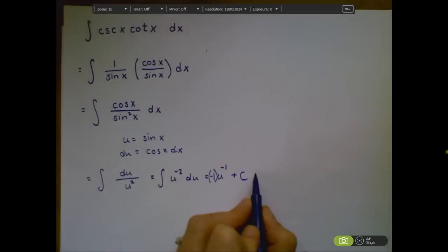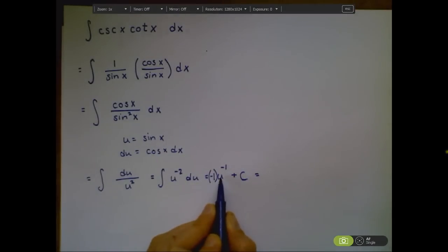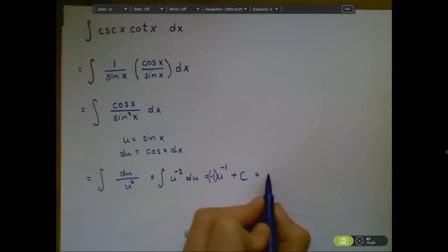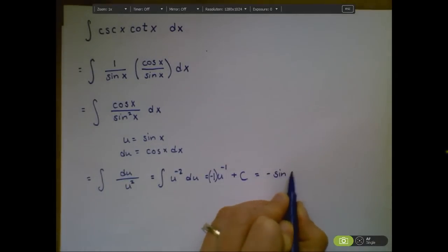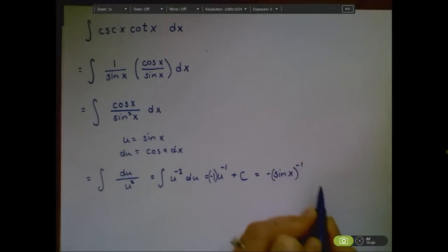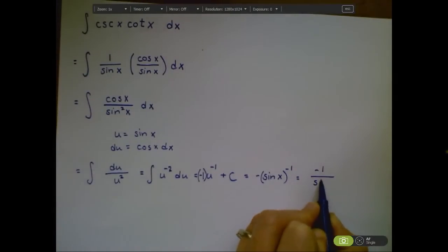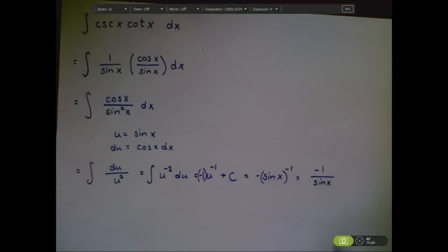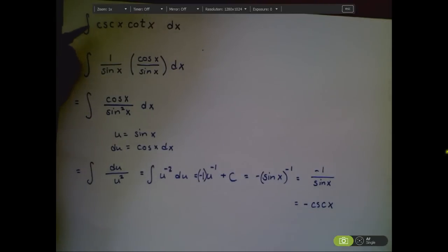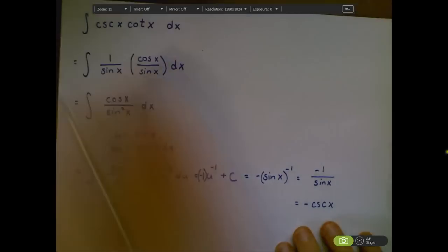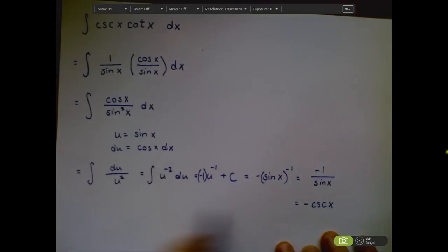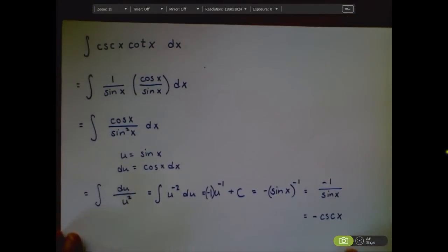plus C, which is just, what was my u in this case? u was sine of x, so this is negative sine of x all raised to the negative 1 power. Or I could rewrite that as negative 1 divided by sine of x. That's what it means to be raised to the negative 1 power. It's the multiplicative reciprocal. Or, as the book writes it, this is negative cosecant of x. So we did have to do a little bit of work, but we simplified some things and then did a u substitution for this particular technique.